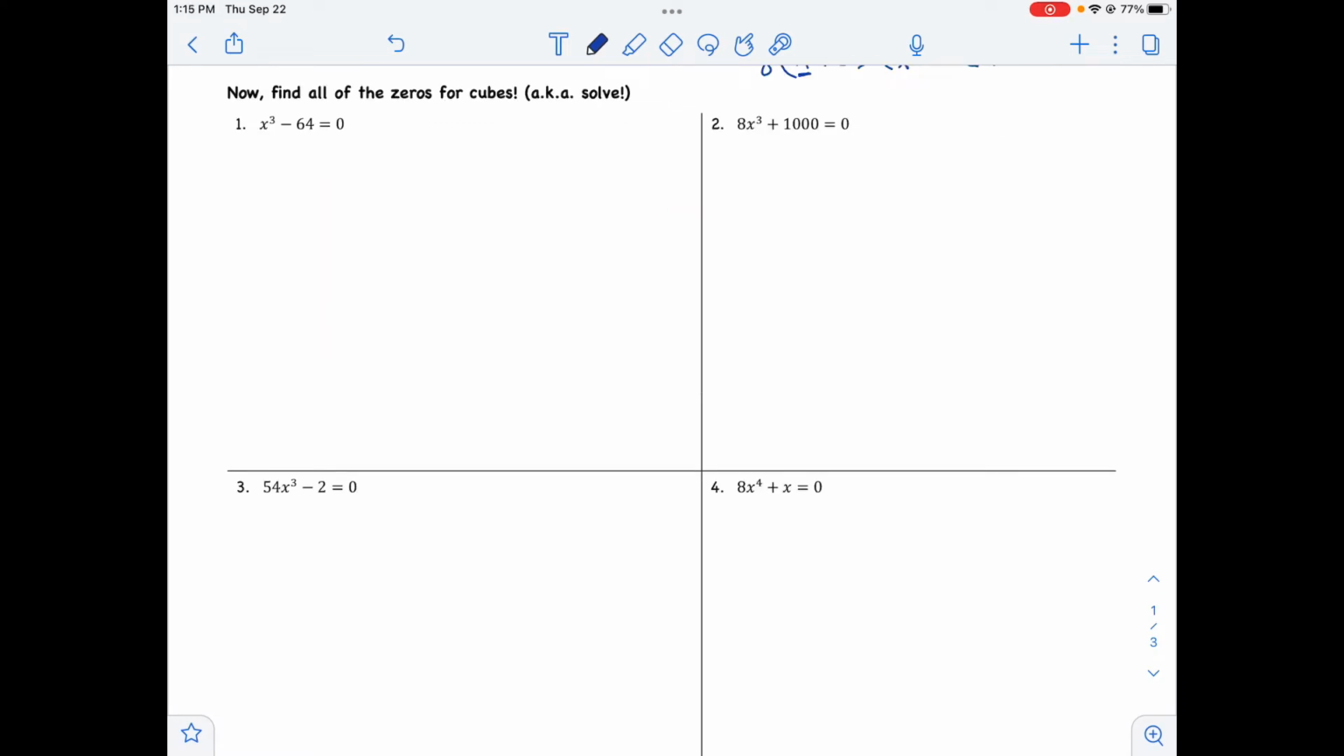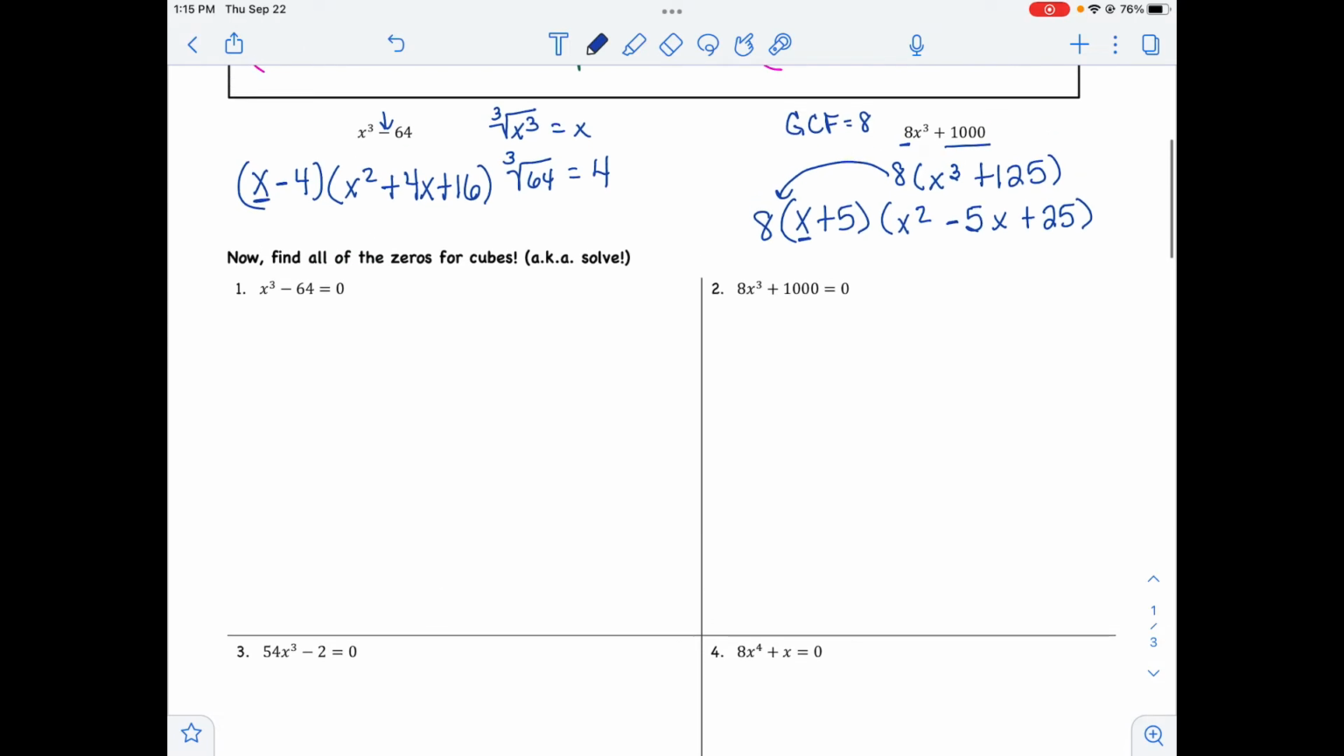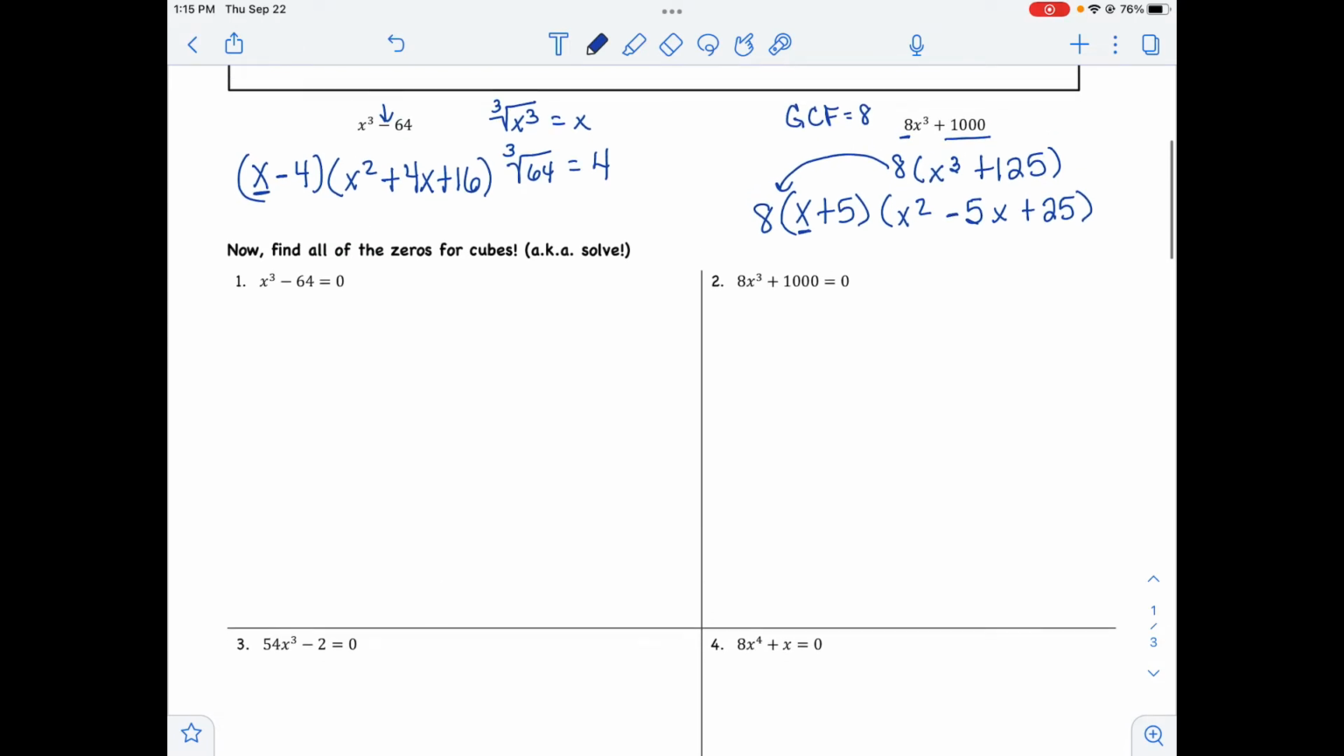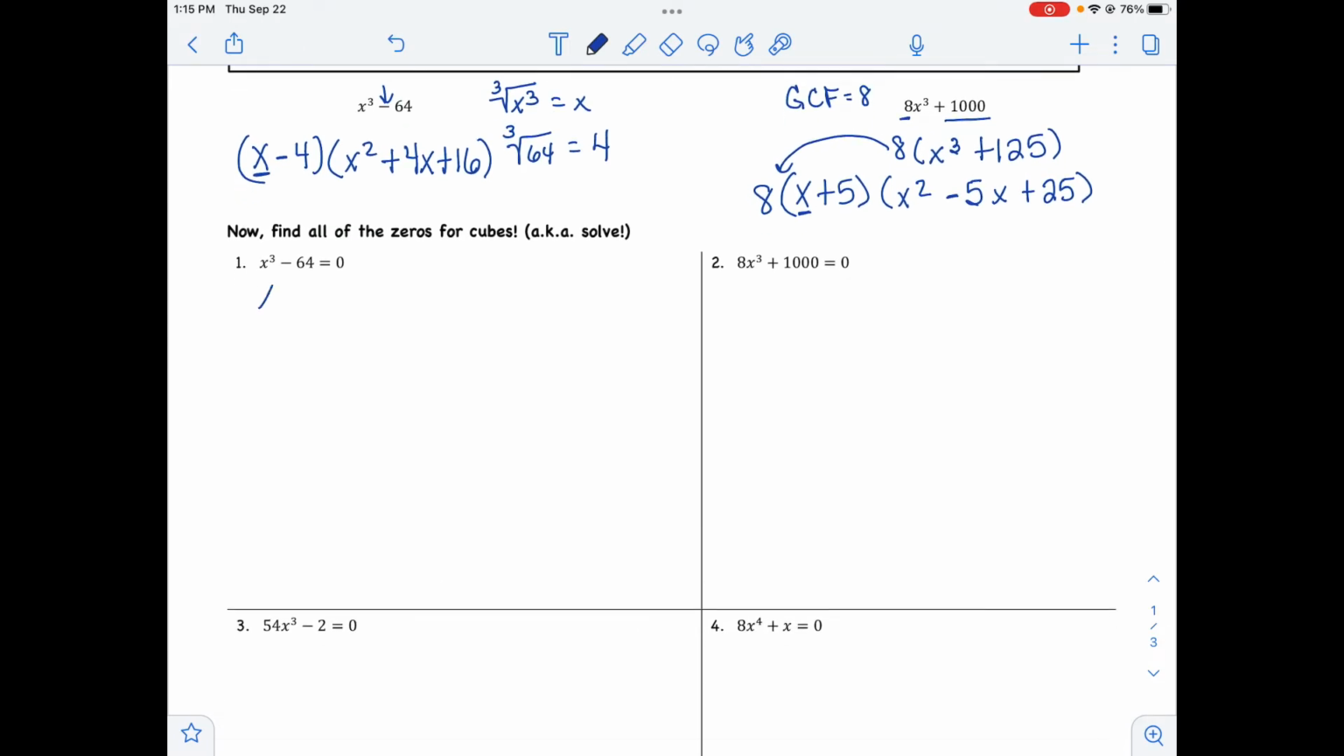All right, we're going to do a couple in this section, and so we'll start with number 1. Notice that we have a perfect cube and a perfect cube. This is the same exact one that we've already set up right before. So we're just going to rewrite that. X minus 4, x squared plus 4x plus 16.